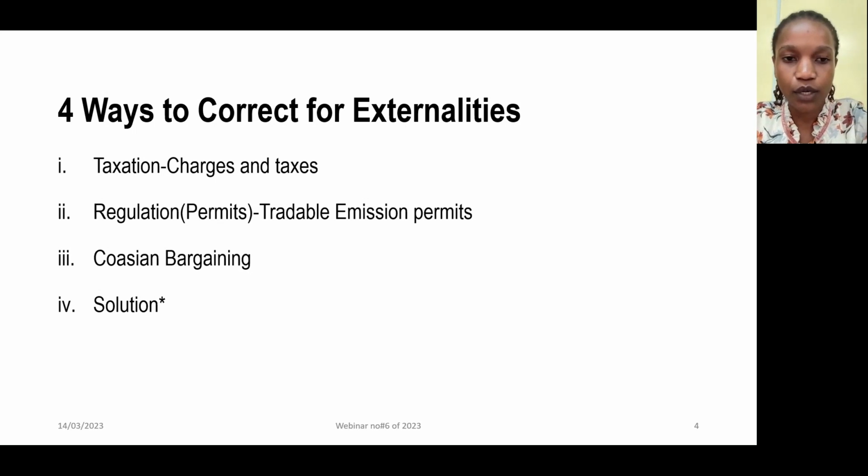Next, we look at the coercion bargaining. Under certain circumstances, also as the third way of correcting externalities, it may be possible to reach an efficient market outcome through private negotiation rather than involving government intervention. And that's where the coercion bargaining comes in. The coercion bargaining is described as costless negotiation among market participants, which will lead to the efficient market outcome regardless of who holds the legal property rights.